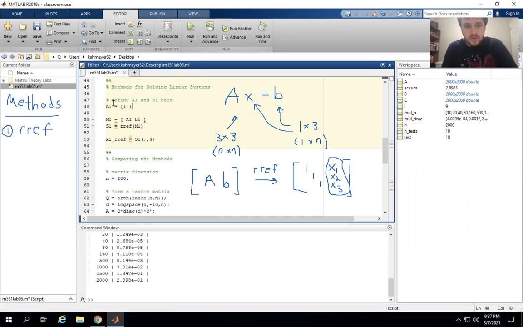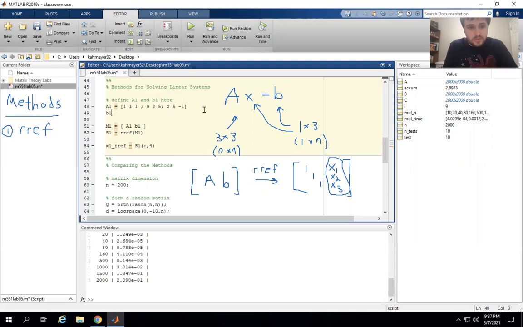So I'm using the matrix 1, 1, 1, 0, 2, 5, and then 2, 5, -1. So here's my matrix A1. And then I'll have my vector B1. I want this to be 6, -4, 27. Okay, again, this is just an example.